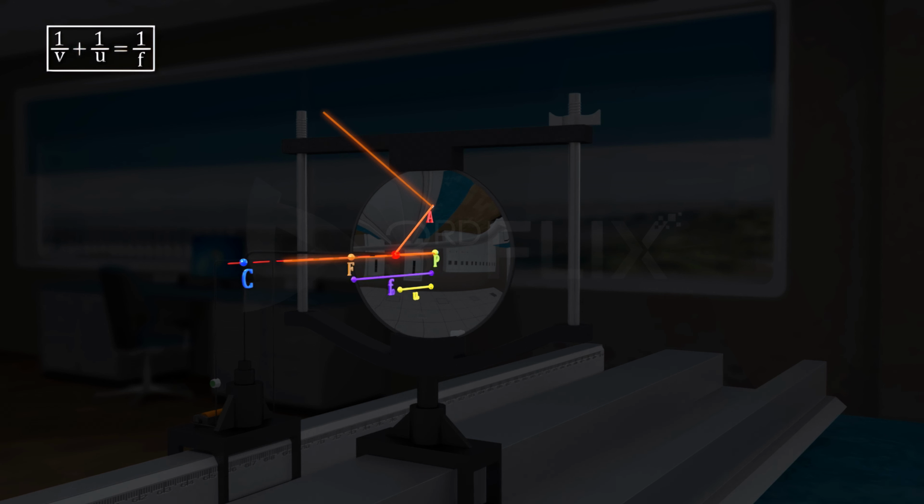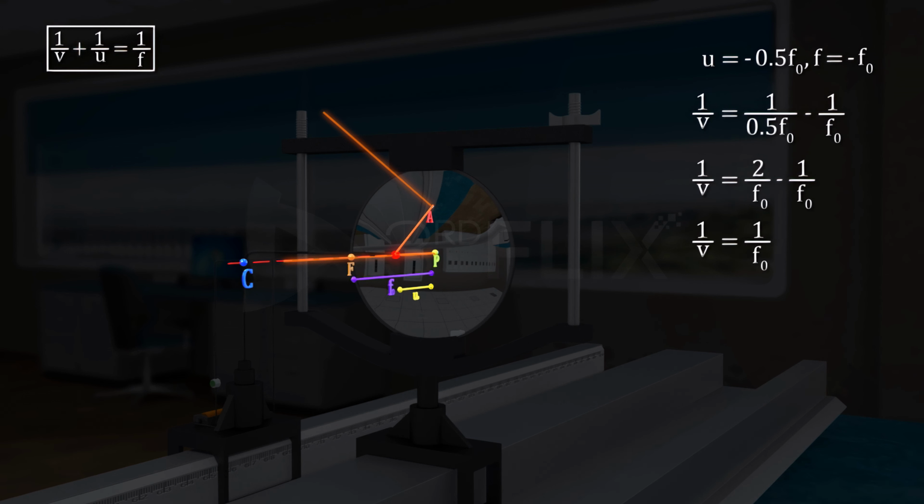For example, let the object be placed at a distance that is 0.5 times the focal length. Substitute u equals minus 0.5 f naught and f equals minus f naught in the formula. v comes out to be f naught. Clearly, a virtual image is formed.